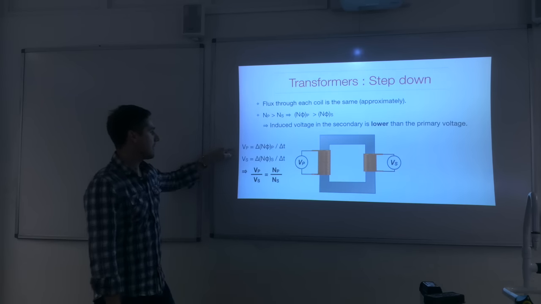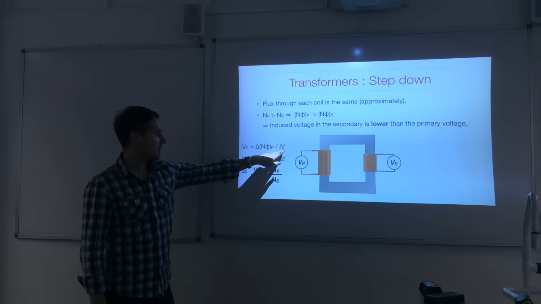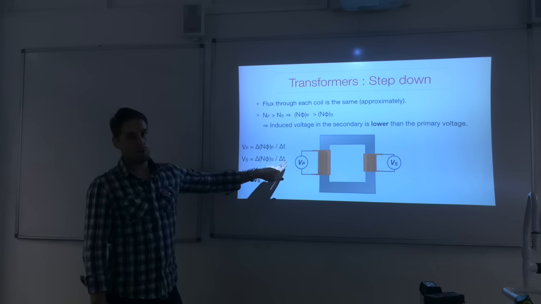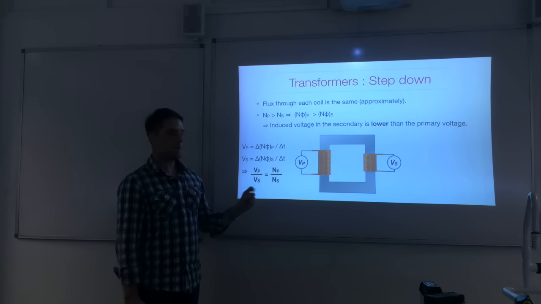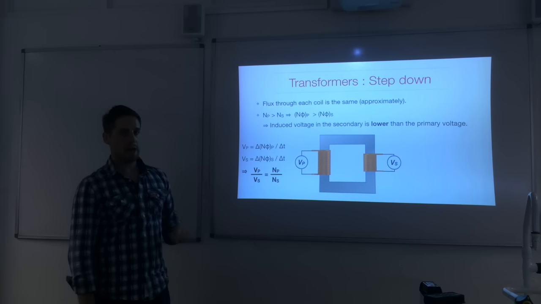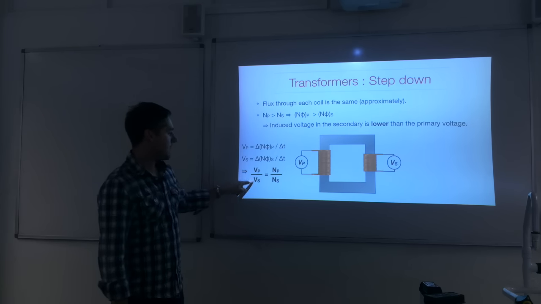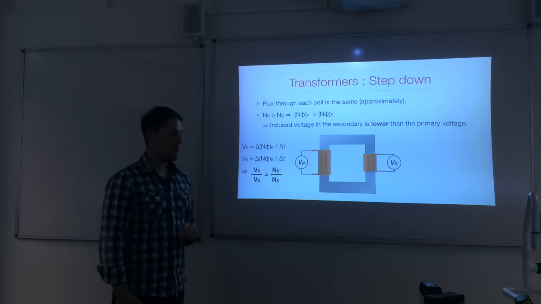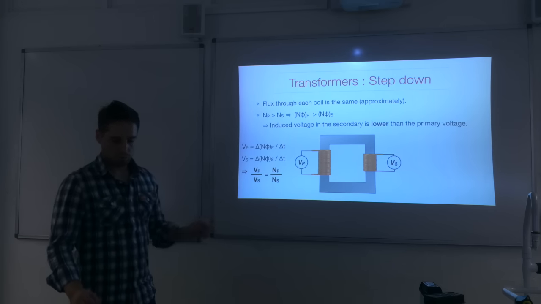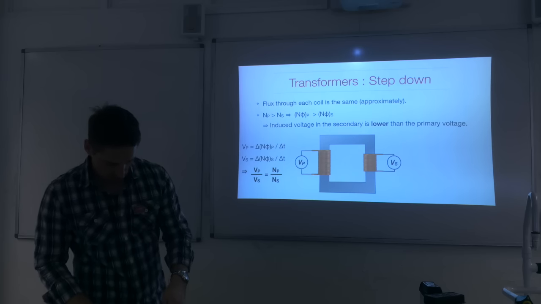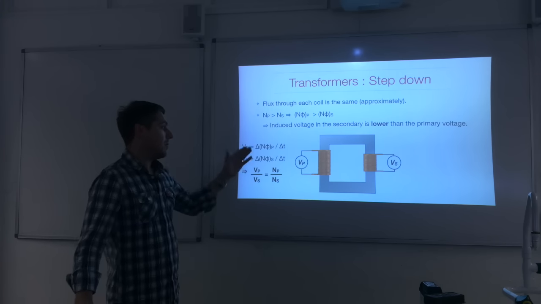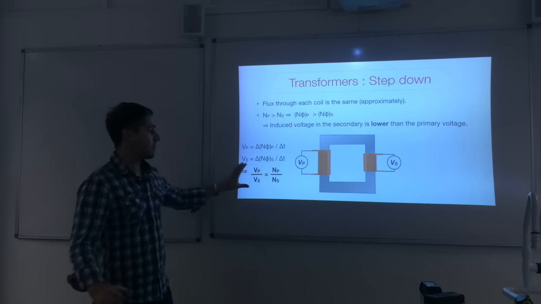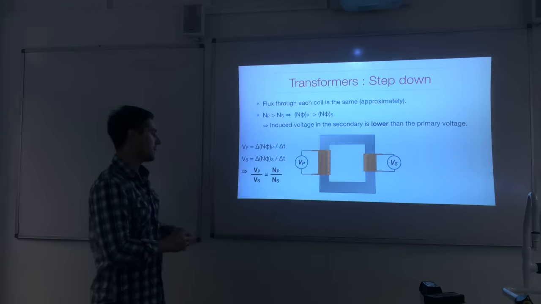Let's look at the relevant equations here. Vp is rate of change of flux linkage for the primary, Vs is rate of change of flux linkage for the secondary. So if we divide these, the only term that is different, because phi is the same and delta t is the same, is Np and Ns. So Vp over Vs is equal to Np over Ns. That's the equation that you need to know for working out what the voltage output of your transformers is. That applies to step up and step down transformers.